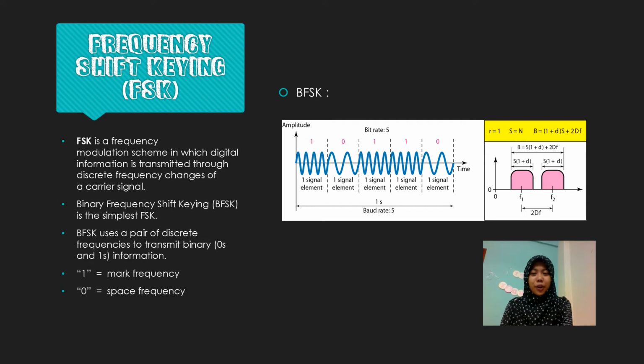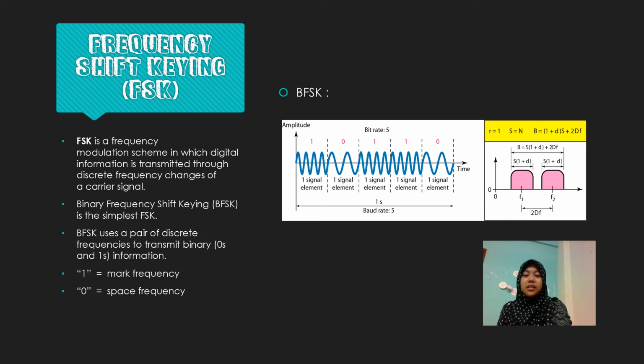Alright, for the second point, frequency shift keying, FSK. FSK is a frequency modulation scheme in which digital information is transmitted through discrete frequency changes of a carrier signal. Binary frequency shift keying, BFSK, is the simplest of frequency shift keying. Binary frequency shift keying uses a pair of discrete frequencies to transmit binary 0 and 1 information. 1 means mark frequency, while 0 means space frequency.